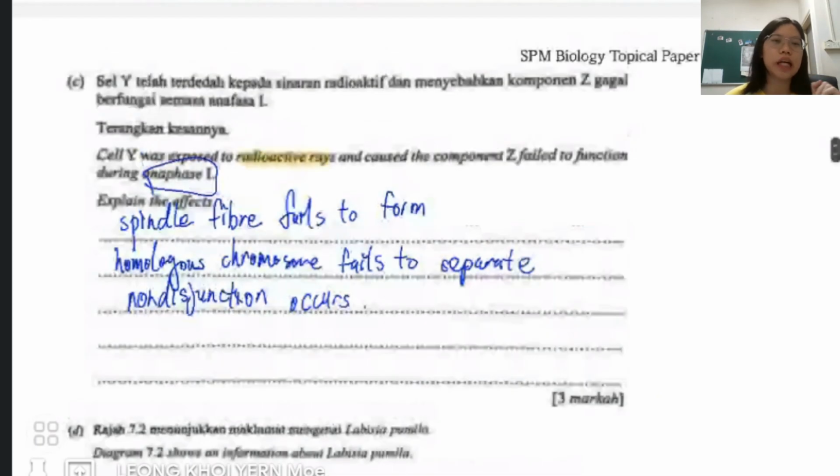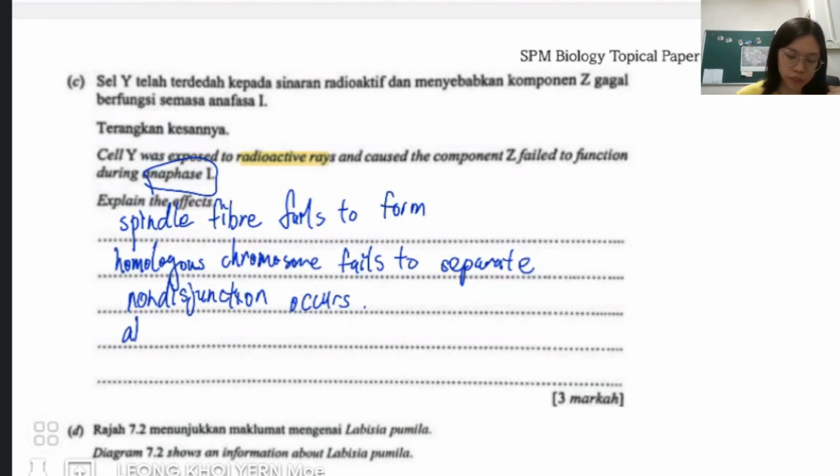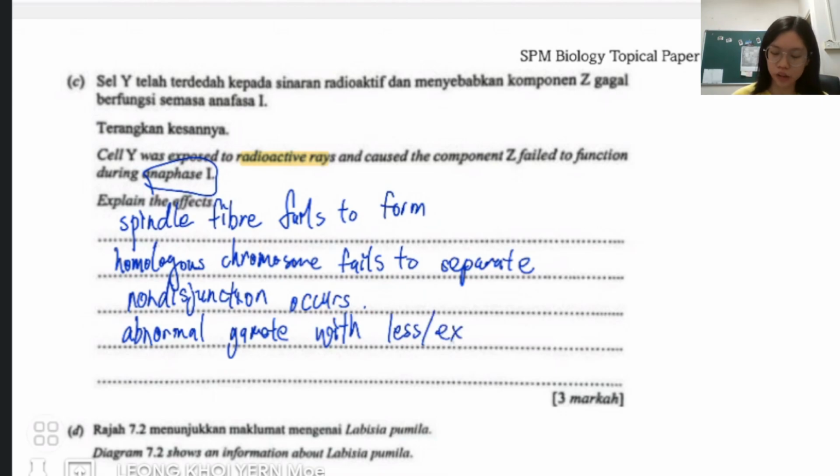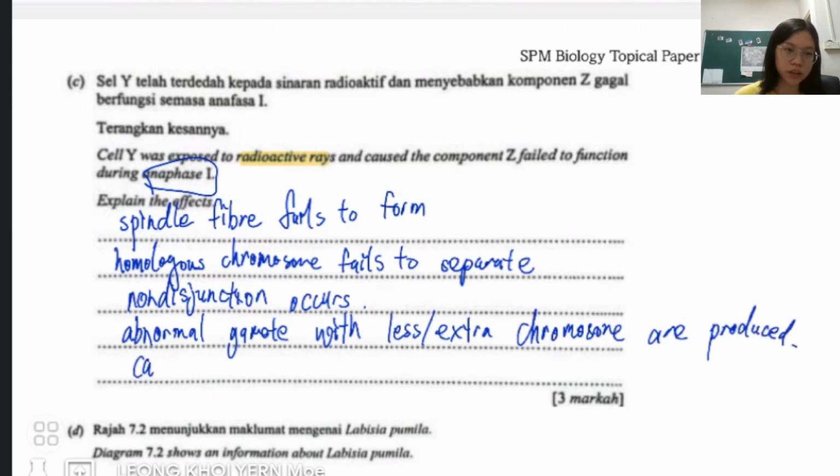And normally meiosis happens in the gamete cells. So you know that the gametes produced will have either one extra or one less chromosome. So abnormal gametes with an abnormal number of chromosomes are formed, and then it will cause a genetic disease.